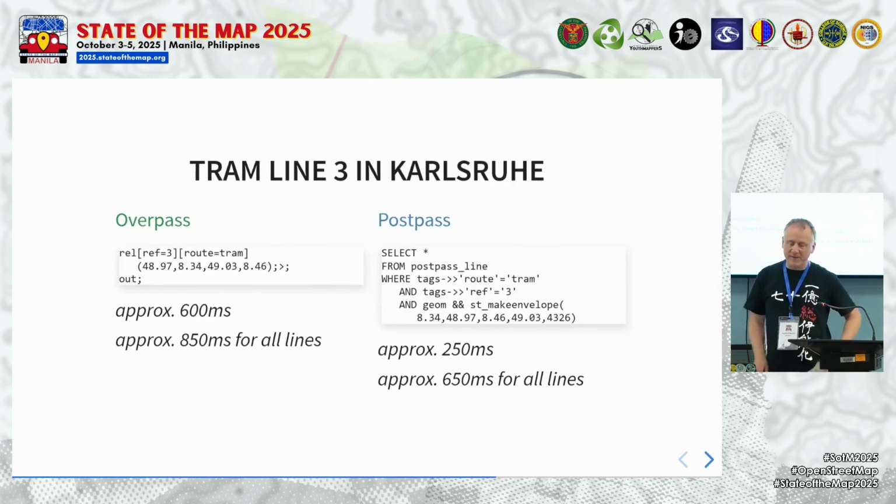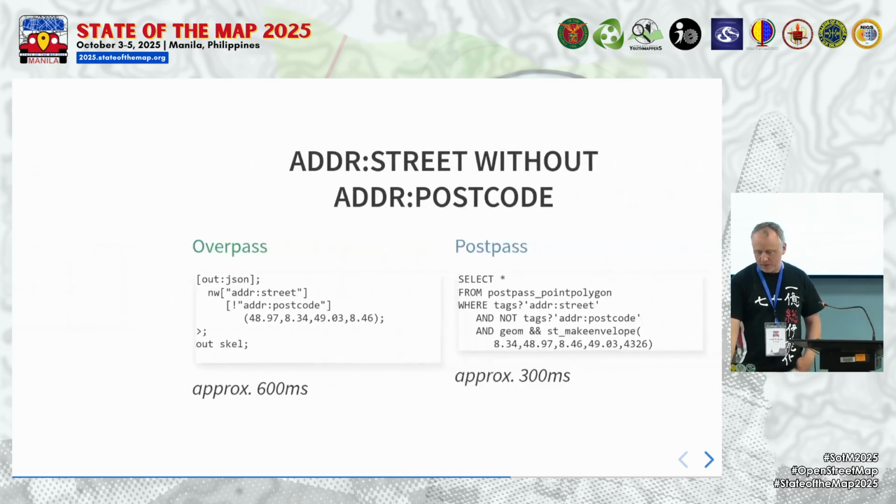This is a query that gets us the tram line number 3 in Karlsruhe. So in Overpass, you ask for any relation that has ref equals 3 and route equals tram in a certain area. And the same stuff you can do in Postpass. And the time is at least the same order of magnitude. You can also ask for all tram lines in an area or something that's about similar.